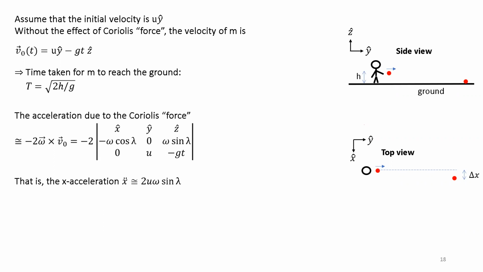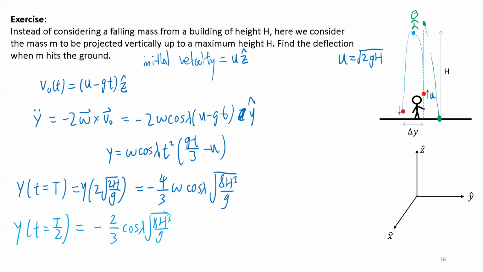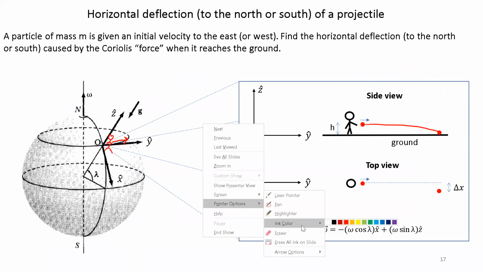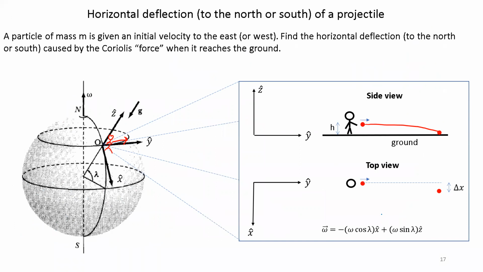You could imagine that you can do something even more complicated. For example, if the initial velocity is not horizontal, you can throw the ball a little bit up, like a real projectile motion that we usually see, and you can still do all the calculations using the same procedures. Or you can have the person throw the ball to the north or south, instead of to the east or west.